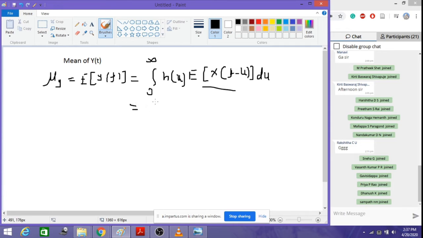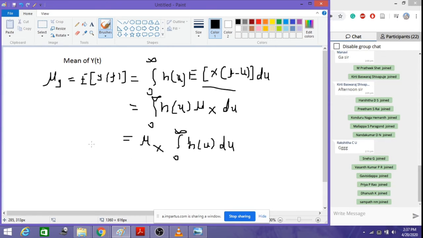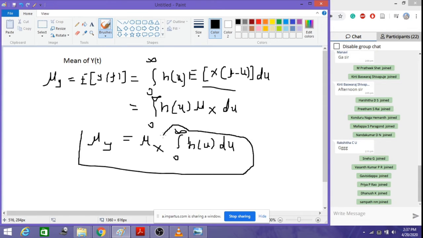So let me rewrite this equation. This is the integral from 0 to infinity of h of u into mu x, du. Now the integral is with respect to only the u term and the mean is a constant, so I'll take this mean outside. So it is mu x into the integral from 0 to infinity of h of u du. So this is the mean of this linear system.